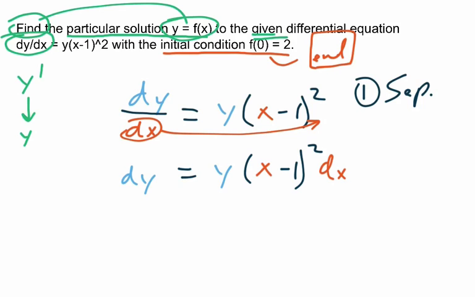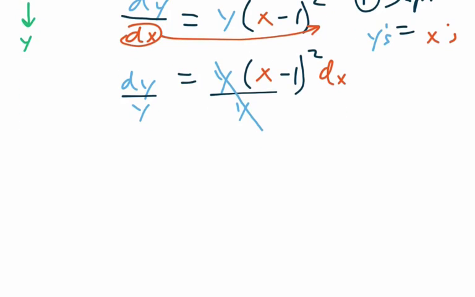Okay, but the variables are not separated yet. We said that we wanted all the y's on one side and all the x's on the other. But look, you have a y on here, so you have to get rid of it. It's multiplied, so we're going to divide both sides by y. Ta-da! Cool. Now we can move on to our integration step, because we've confirmed that the two sides are indeed separated.